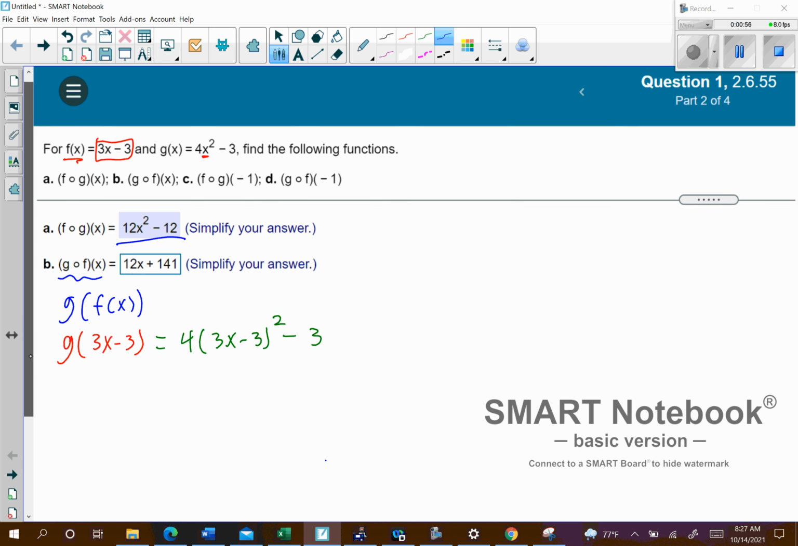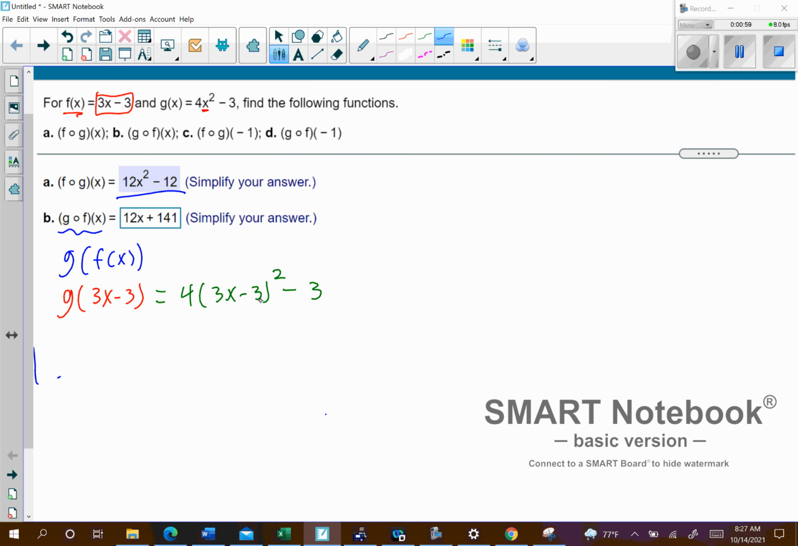There's a couple ways you can do this. You could go ahead and break it apart and FOIL it. You can write it as (3x minus 3) times (3x minus 3) and FOIL it. The main thing is that 4 will get distributed to everything after that square is applied, whether you want to FOIL it or a little shortcut is to square the first term, which would be a 9x squared, multiply the two terms together, which is negative 9x, but then double it, so it becomes minus 18x, and then square the last term, which becomes a positive 9, and then we still have the minus 3 right there.